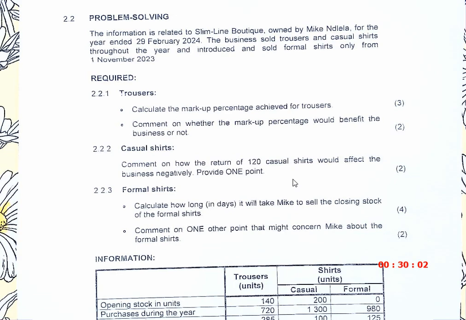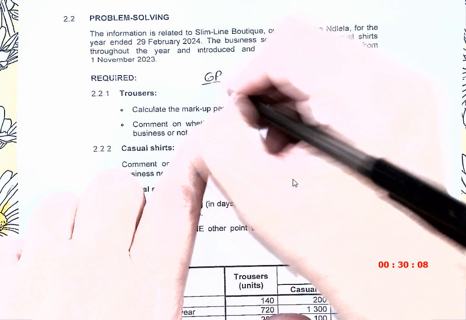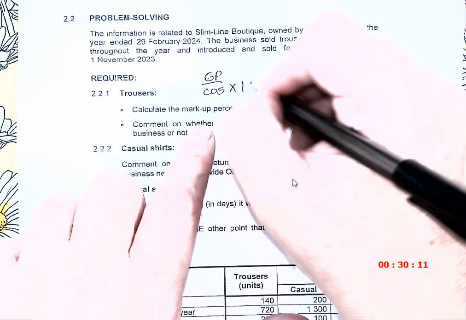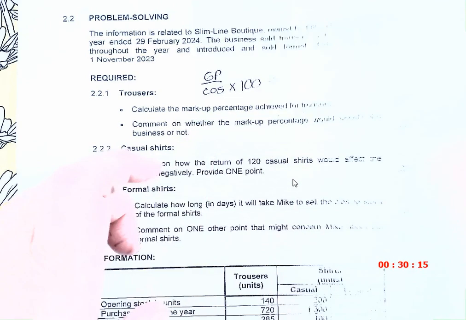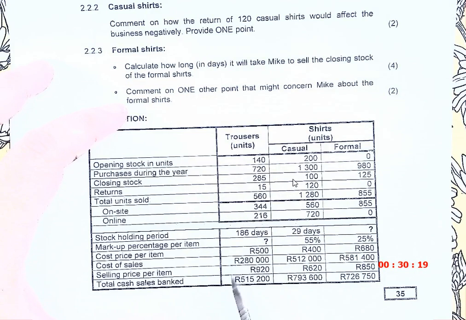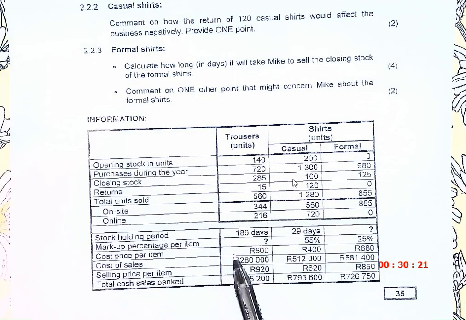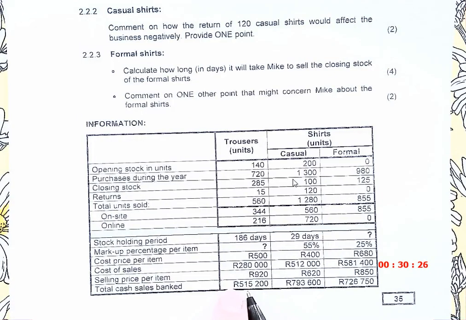Okay. Calculate the markup percentage achieved. Can you see here comes your ratios again? So your ratio says gross profit over cost of sales times 100 equals. And you want it for the trousers. Now can you see there's trousers and shirts? So I go look. Gross profit, did they give that to me? No, they didn't. But they did give me the sales.